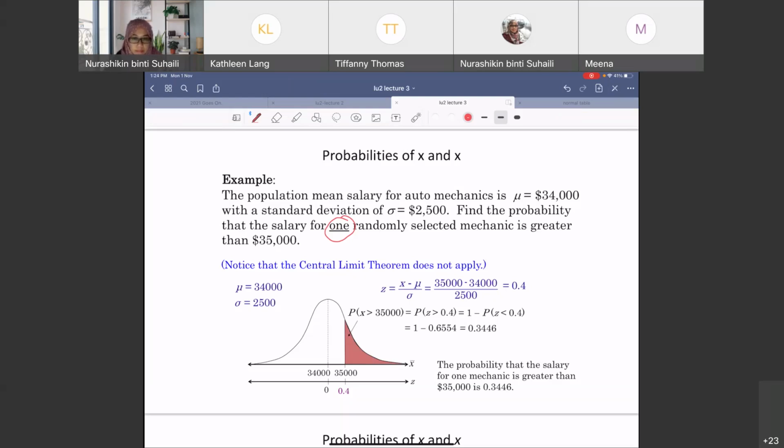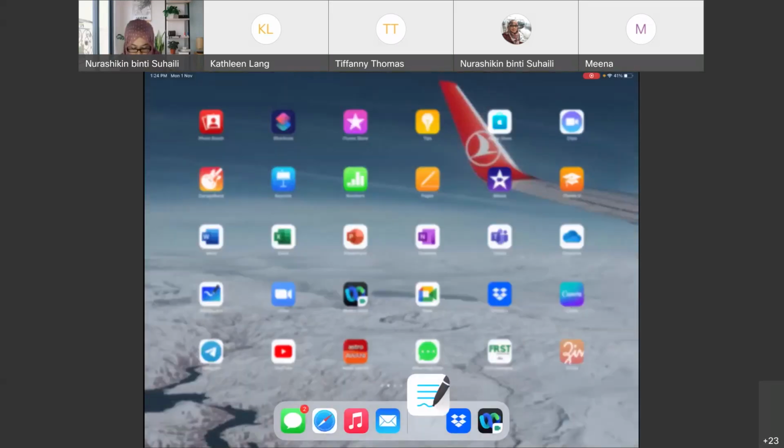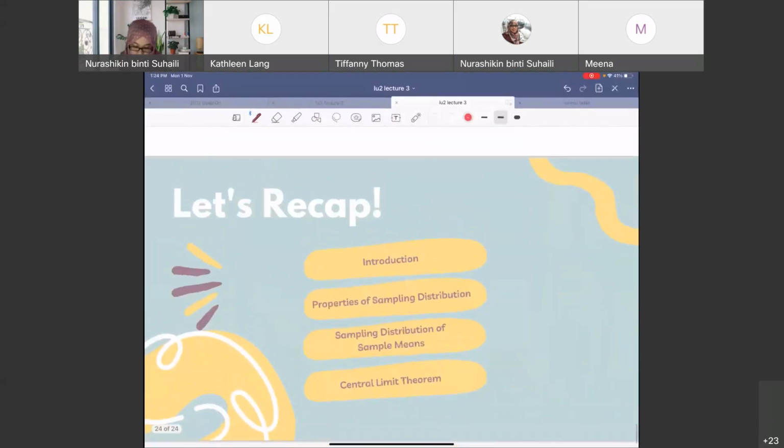What it means is that you just use the values given for this one. So that's the difference between those problems that follow the central limit theorem and those that don't. The rest is all the Z value and so on. So that's the central limit theorem, and also the sampling distribution.